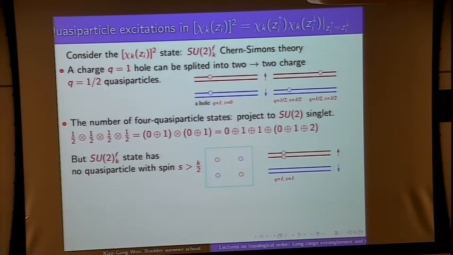So here I want to describe in a little more detail how to see the non-abelian statistics in the Chern-Simons theory, or maybe in this construction. Here I consider an example, the square of a psi k state. You have a k field along the level, then we just square that. Okay, so let's see.